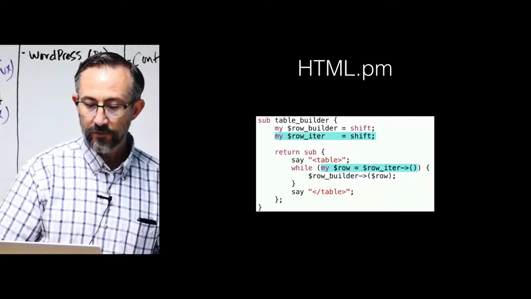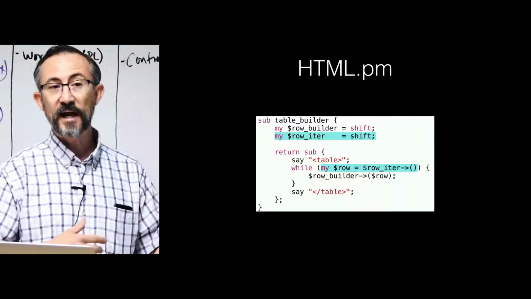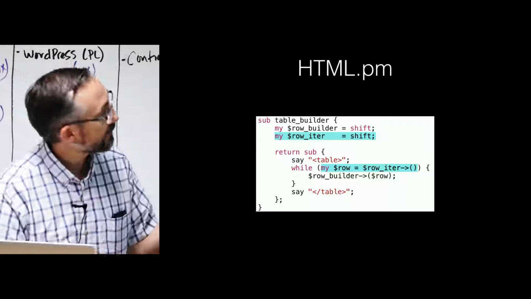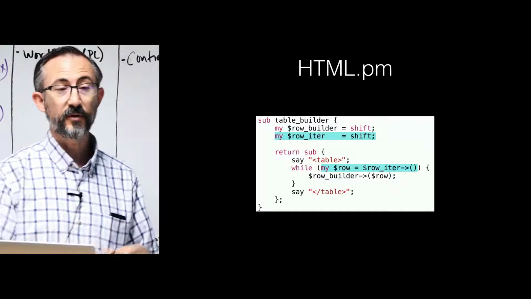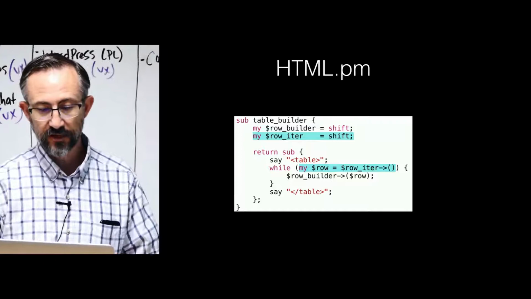So this row iterator could be a database. It could be attached to a flat file. It could be attached to an in-memory structure. It doesn't matter, and for HTML PM, we don't care. This separates cleanly the concerns of the storage from the concerns of the HTML interface builder. And now our HTML module really is general purpose. With a little bit of work, we could put this on CPAN, call it HTML table builder, and be pretty satisfied with that.